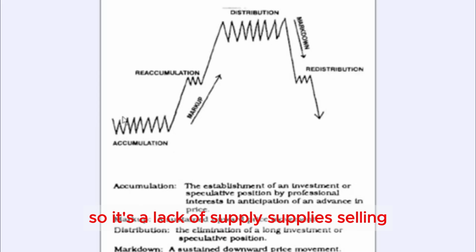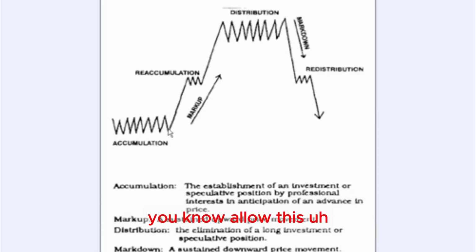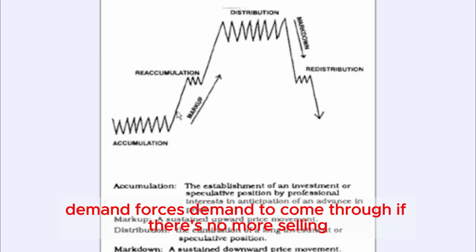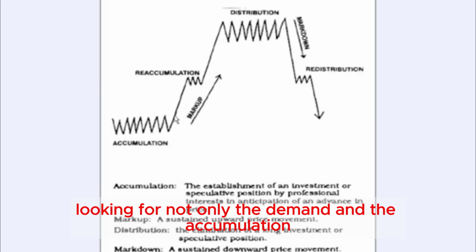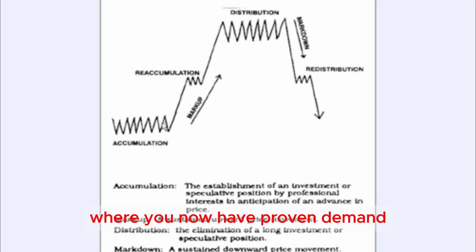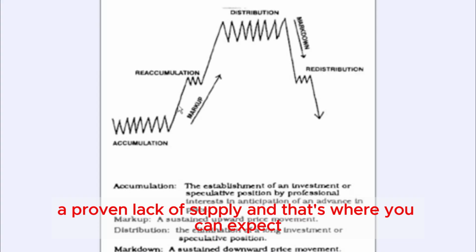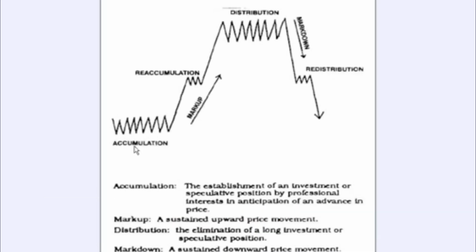So it's a lack of supply. Supply is selling. Demand is buying. So it's a lack of supply that's going to ultimately force this demand to come through if there's no more selling. That comes down to something we'll talk about later. Looking for not only the demand and the accumulation, but the lack of supply to give you that imbalance where you now have proven demand, a proven lack of supply, and that's where you can expect the accumulation to go into the markup phase. So it's all logical.